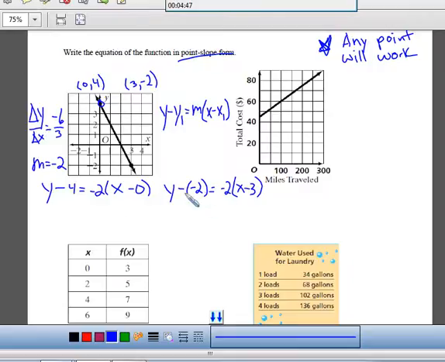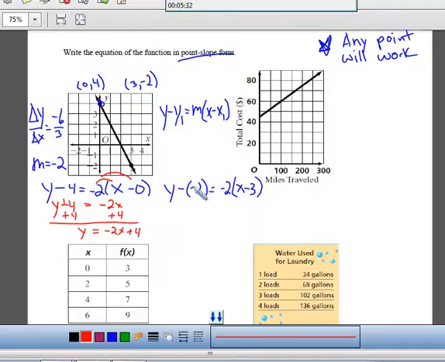Now, this is essentially the same equation as this. And some of you might be saying, no, Mr. Decker, they are not the same. Watch what happens. These will actually convert to y equals mx plus b. First I'm going to distribute the negative 2, and I still have y minus 4 equals negative 2 times x is negative 2x. Negative 2 times 0 is just 0. So now I'm going to add 4 to both sides, and I get y equals negative 2x plus 4. That's y equals mx plus b form.